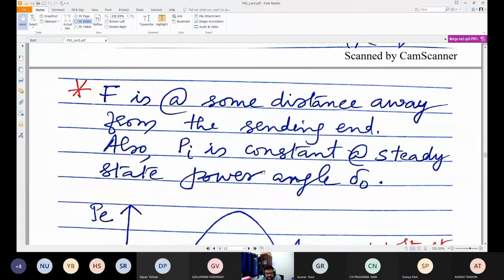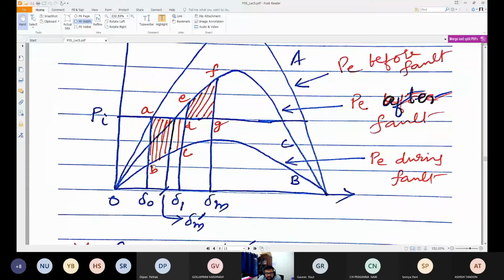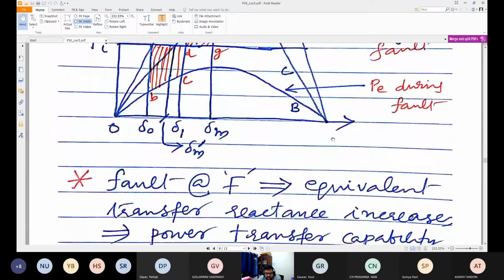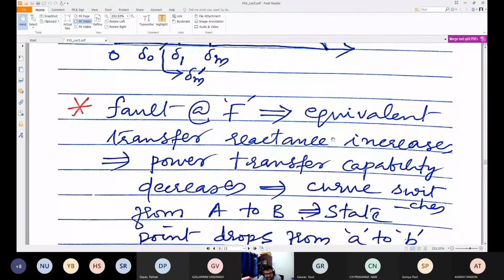In that case, the state point drops to point B, because the equivalent transfer reactance of these two lines changes. This will look like some delta network, because if this is grounded here, then this part will look like this. If you take the equivalent circuit, we'll see this in the next lecture in detail, because we have to use numbers to justify this. But just understand that the equivalent transfer reactance increases.